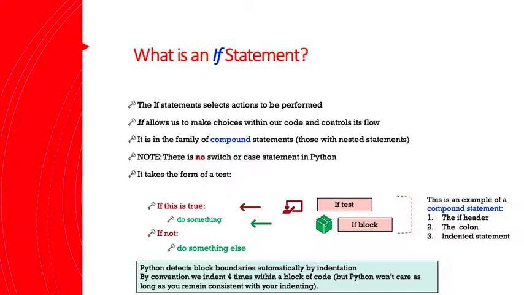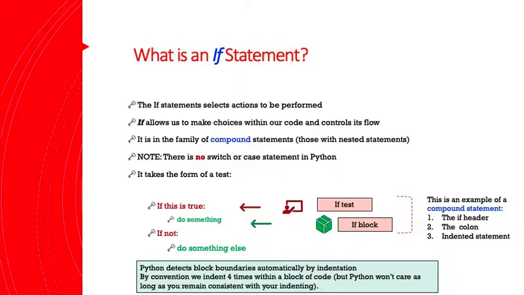It takes the form of a test every time, and here's what it looks like. If this is true, then do something. If not, do something else. The "if this is true" statement is our if test. The "do something" is our if block. So these come together to make our compound statement. A compound statement includes the header, the colon, and the indented statement.